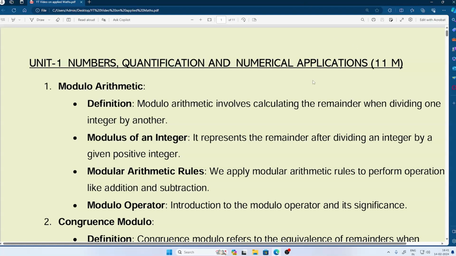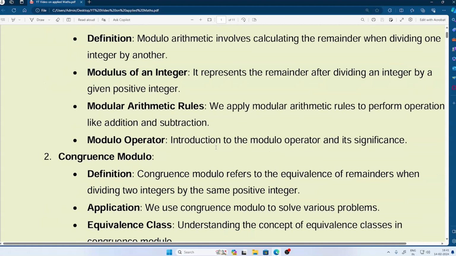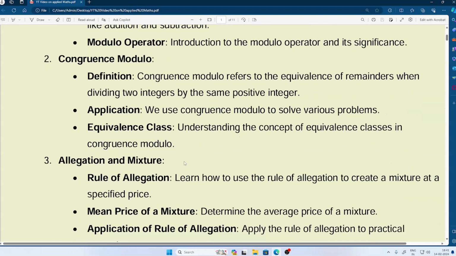Modular arithmetic definition you must have done. Modulus of an integer you know, modular arithmetic rules also you know, modular operator also you know. And based on this operator, congruence modulo is there. Using congruence modulo, you have done several calculations, you have applied it in various problems. What were those kinds of problems where congruence modulo was in use? That is actually the divisibility problem. Congruence helps to solve the divisibility problem.